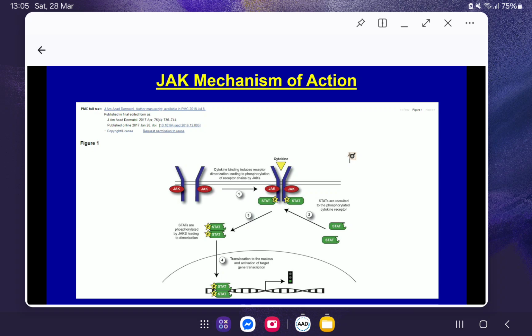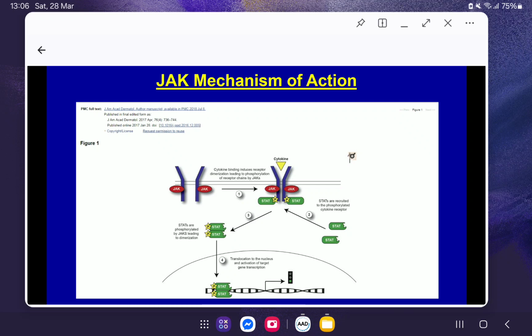It's a simple cartoon schematic, but it's the most powerful schematic when I'm teaching residents, when I'm lecturing, and frankly, sometimes when I'm even explaining to patients how these treatments work. JAK inhibition is actually incredibly intuitive and frankly so easy mechanistically to understand why it's a dermatologic win.